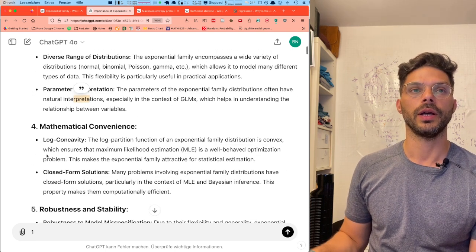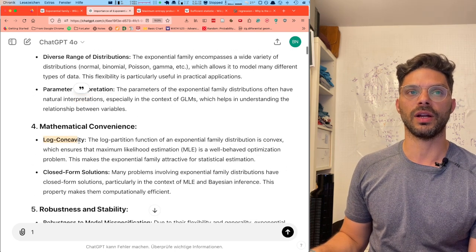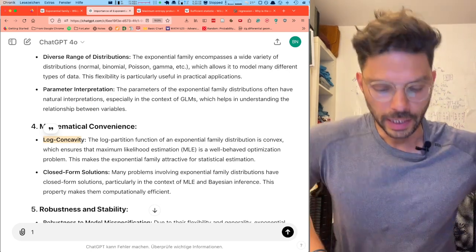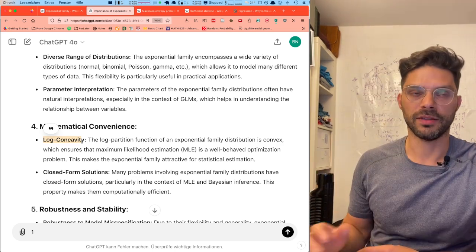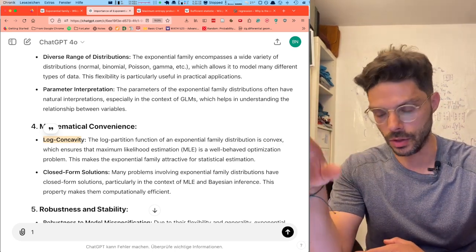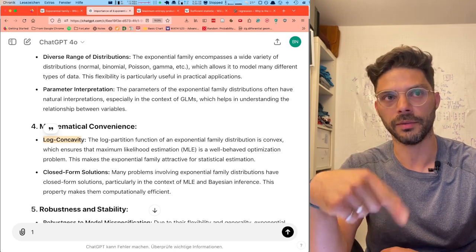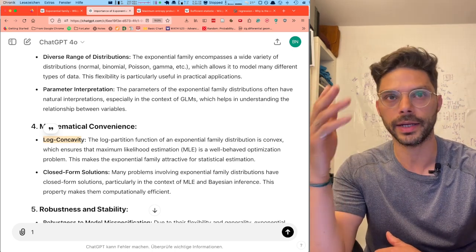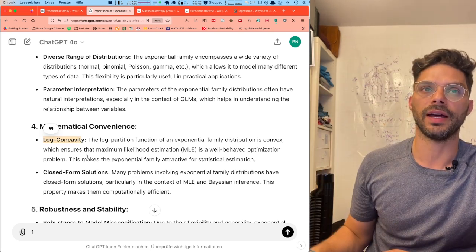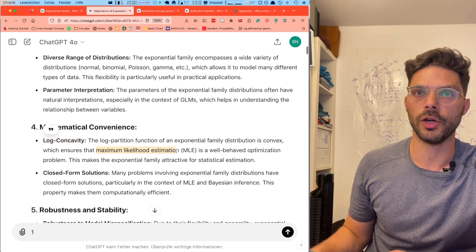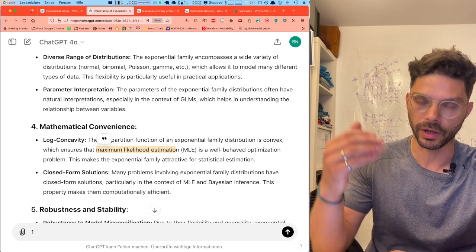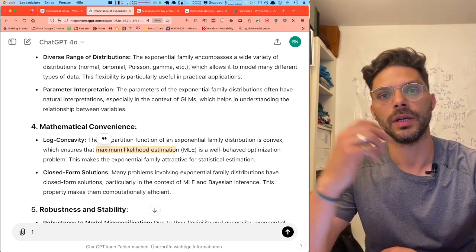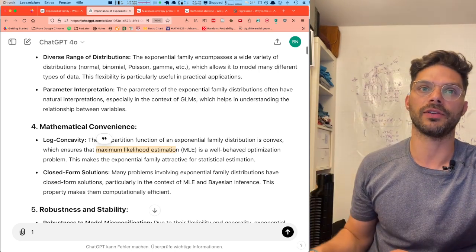So let's keep going. Log concavity. This is kind of what we talked about, log concavity, or yeah, it's also sometimes called convexity. I think they generally mean the same thing, because you can either maximize or minimize the negative log likelihood, etc. But all of this means is that maximum likelihood estimation is well behaved. So that means, and I think what they mean here is, that it will have this one maximum. So you don't have to worry about local minima, etc.